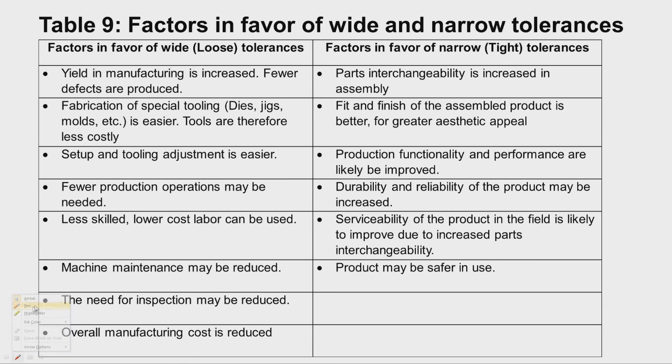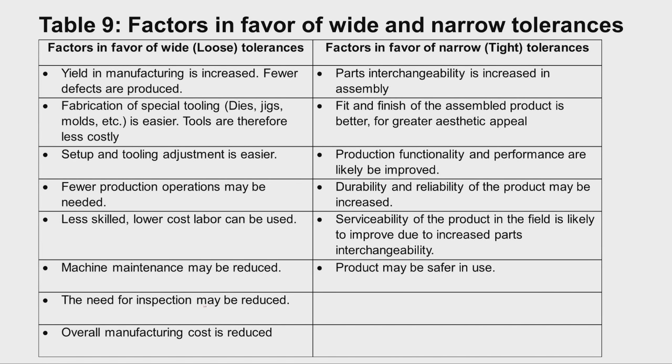So, the production cost of the parts will be less, and setup and tooling adjustment will be very easy if we have loose tolerances, and then fewer production operations may be needed. We need not go for very fine finishing processes like lapping, etcetera. A simple fine turning or rough grinding will be enough, and less skilled and lower cost labor can be used. If you select very tight tolerances, we have to go for the lapping process, super finishing process, diamond turning process like that. So, in such cases we have to use very skilled operators.